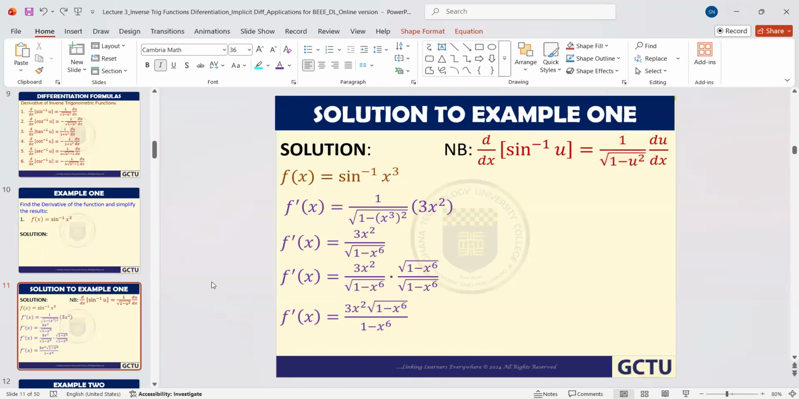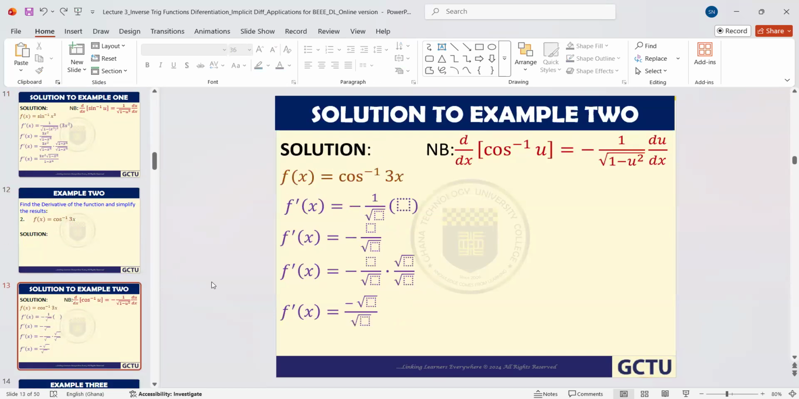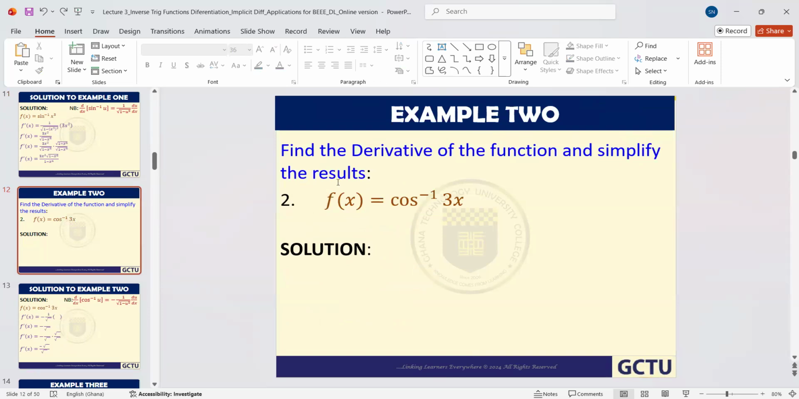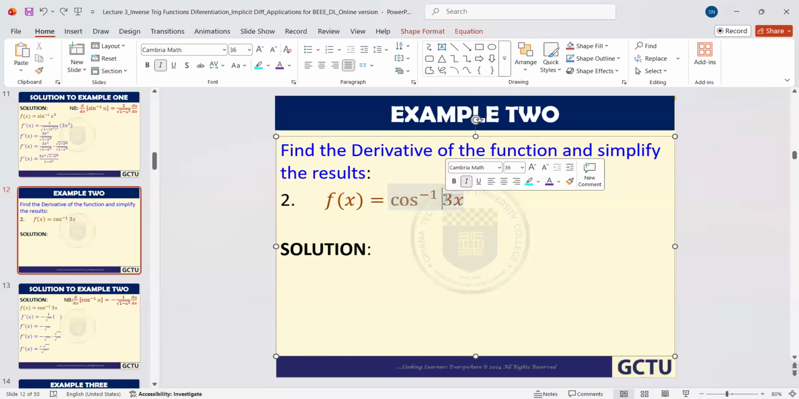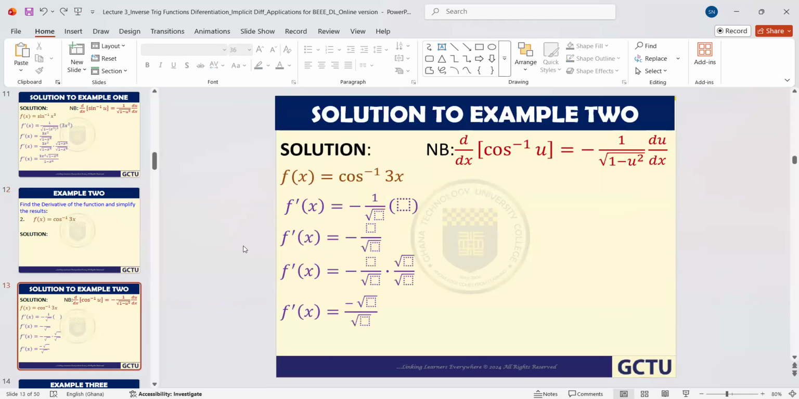Okay, so let's do another one. This time, let's do it together. I don't think I've done this one, so let's do it together. Here, we are supposed to find the derivative of the function, and we are supposed to simplify our results. This time, we are using cos inverse. My angle is 3x. So remember the formula. The formula is negative 1 over the square root of 1 minus u squared.